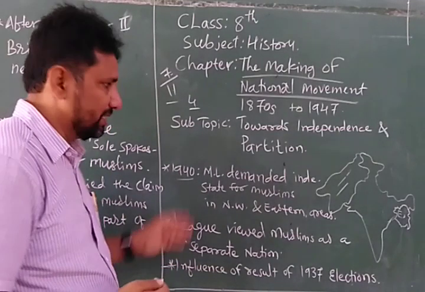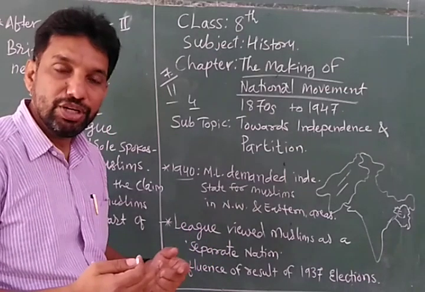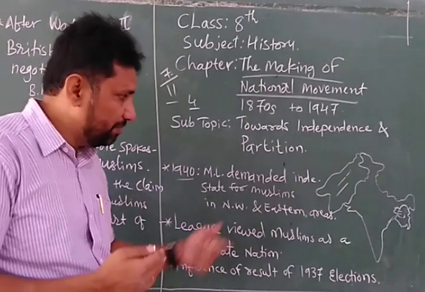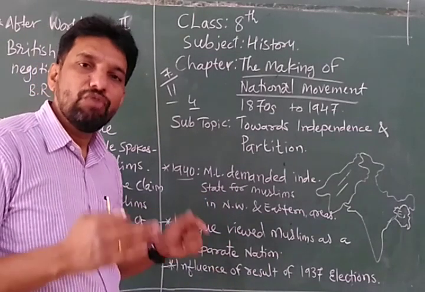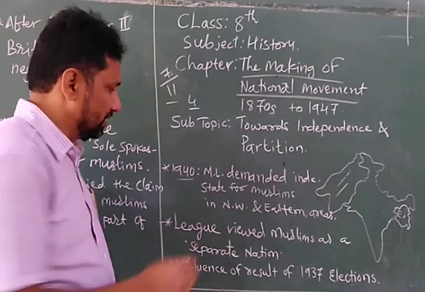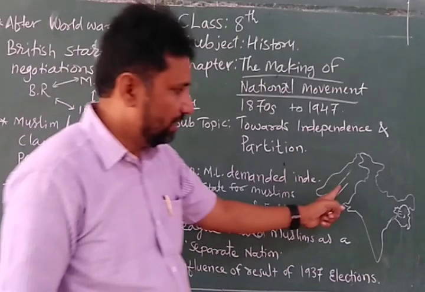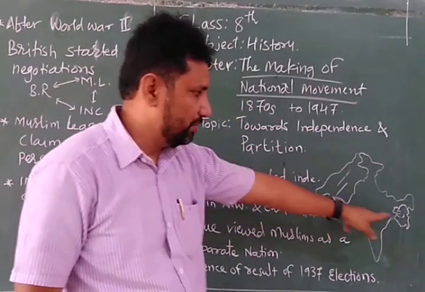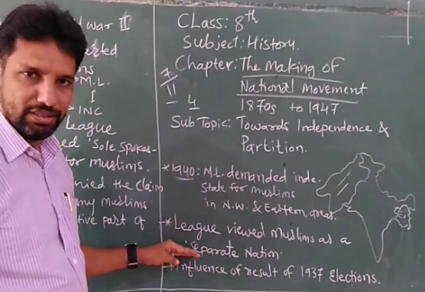This result showed that if they continued to stay with the Indians after independence, there would be no representation for Muslims. That was the apprehension, the fear of the Muslim League, and that is why the Muslim League demanded a separate nation in the northwest and eastern part of the country. That you must understand here. So this part is concluded now.